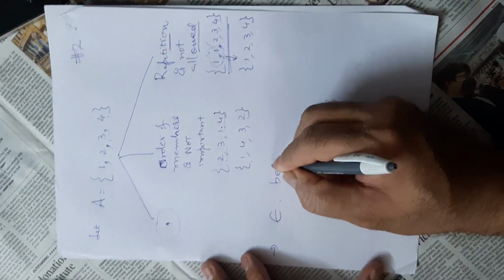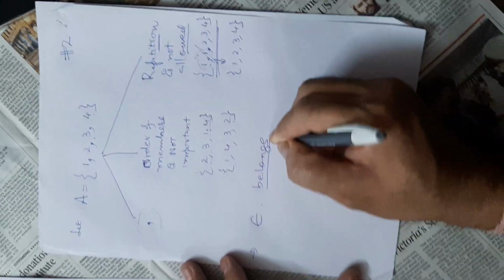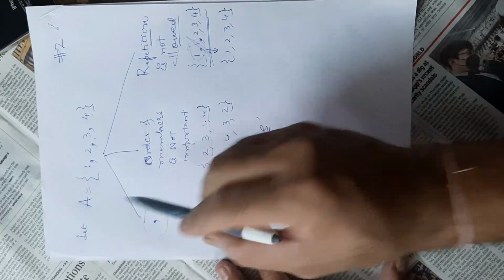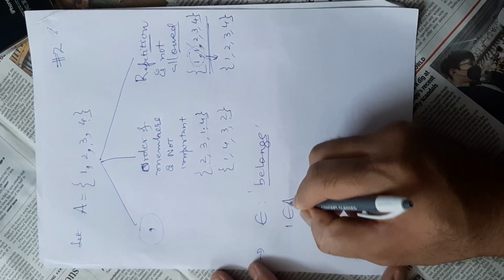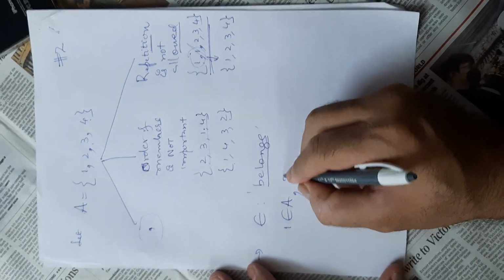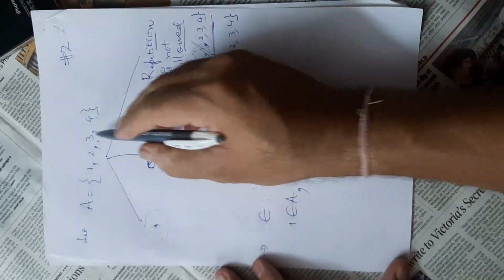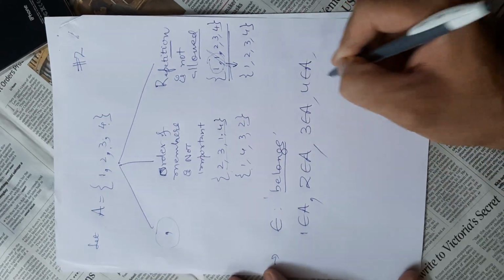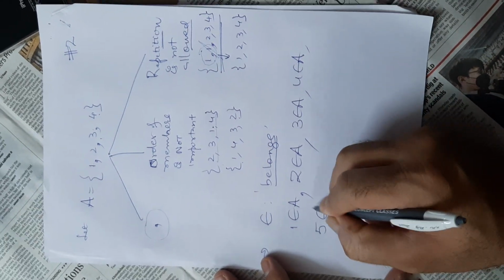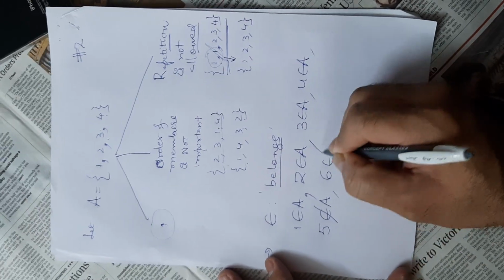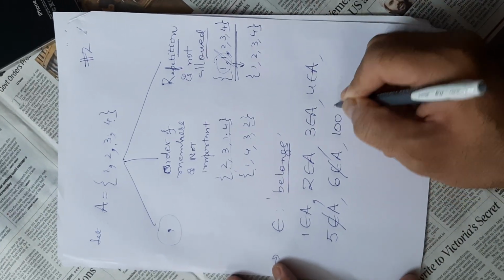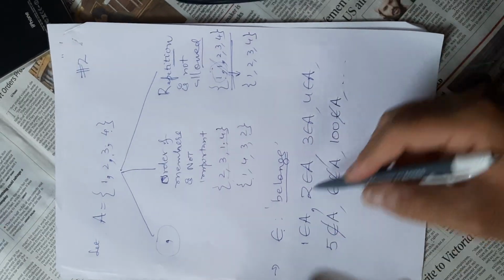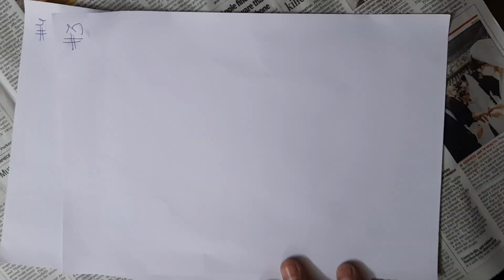One more thing, we use this symbol. This is read as belongs to. This is a Greek letter. Like here, 1 is a member of A, so I'll write 1 belongs to A. 2 is also a member of A, so I can write 2 belongs to A. 3 is a member of A, I can write 3 belongs to A. 4 belongs to A. But 5 is not a member of this set, so 5 doesn't belong to A. 6 doesn't belong to A, 100 doesn't belong to A, and so on. So this way we use this belongs to symbol.